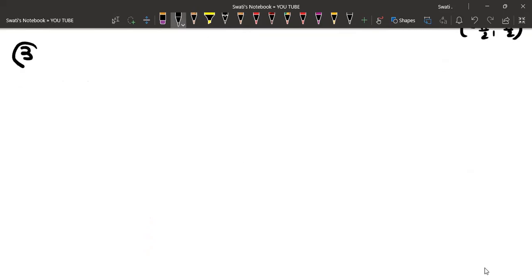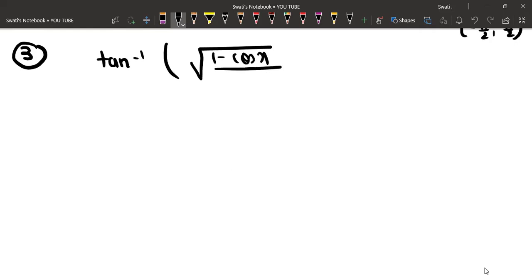In the next question, we need to write the following function in its simplest form. Remember, all these questions are selected NCERT questions and they are very, very important. So make sure you watch this video properly and understand all the questions step by step. Tan inverse root over 1 minus cos x upon 1 plus cos x, where the range of x is given, that is 0 to pi.